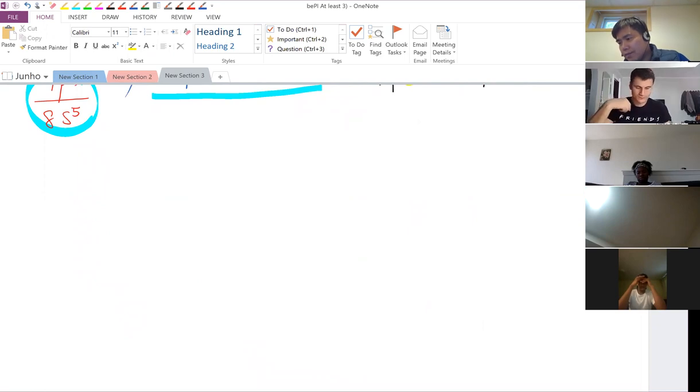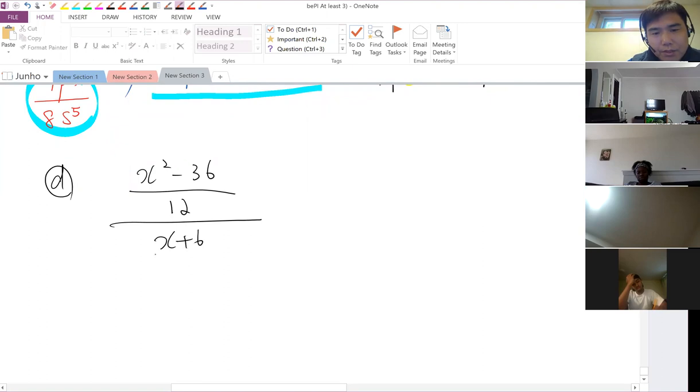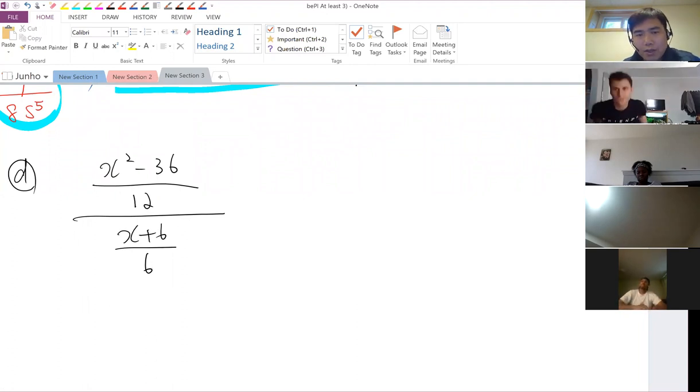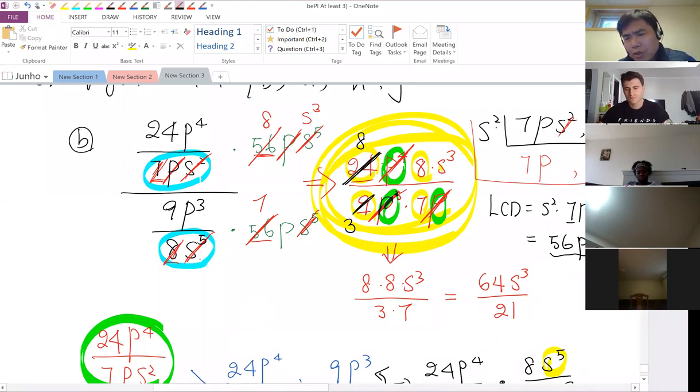So D is x squared minus 36 over 12 over x plus 6 over 6. Okay. You can do Marshall's way too, but as I told you, we're using the method here. This one looks a little bit different compared to letter B. In letter B, everything was a monomial. You know what monomial means, right? If not, let me know so we can go over. So in letter B, everything is formed as a monomial. You got that?